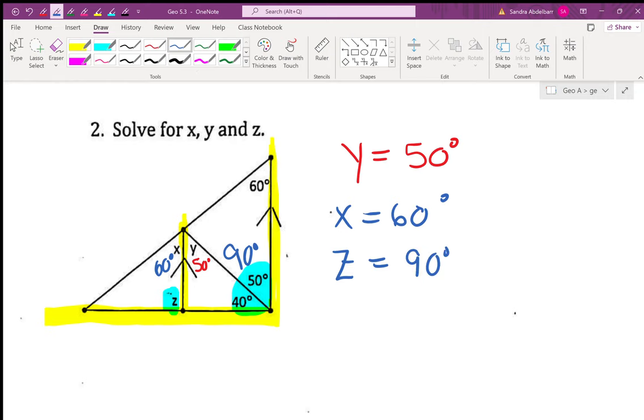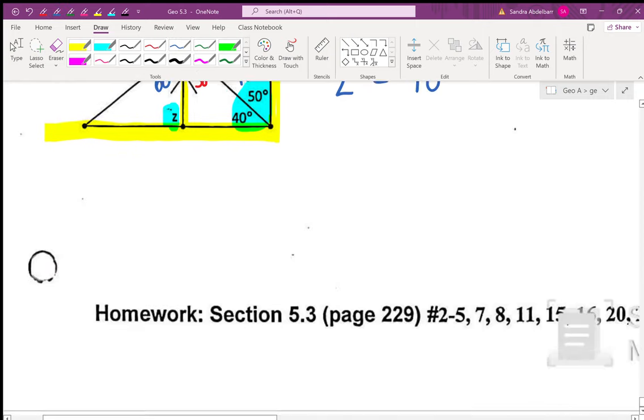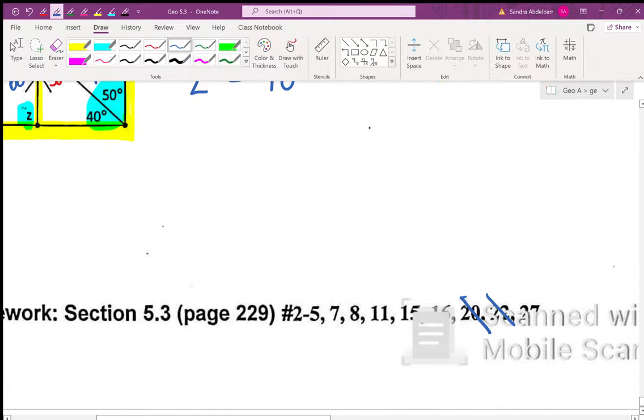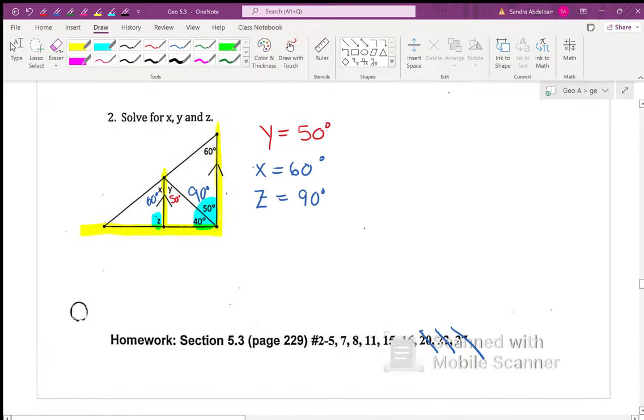All right, we are done for the day. I am taking off numbers 20, 22, and 27 in your homework. So I'm taking those off. We're done.